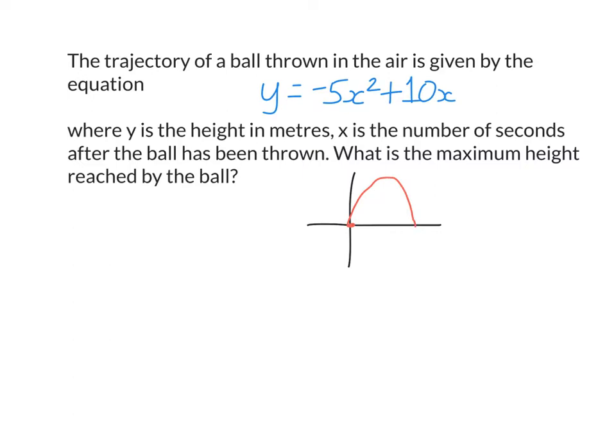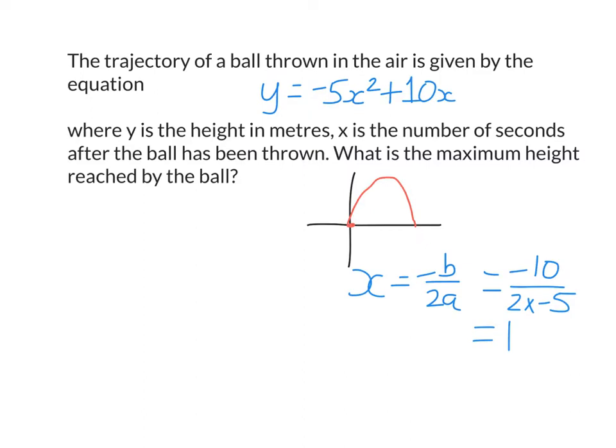As I said on the previous slide, the turning point can be calculated using the formula x equals minus b over 2a. Whenever it says maximum or minimum, we're looking at calculating the turning point. So in this case, b, the number in front of x, is 10, and a, the number in front of x squared, is minus 5. If I put all this into the formula, I get x equals 1. Remember, x is the number of seconds.